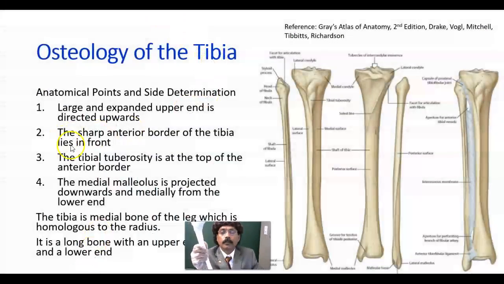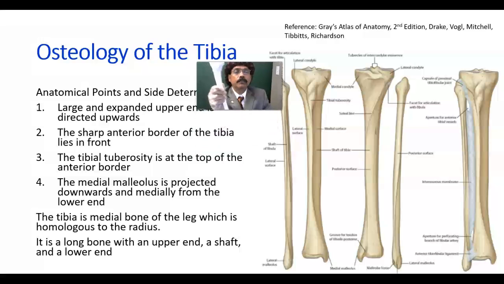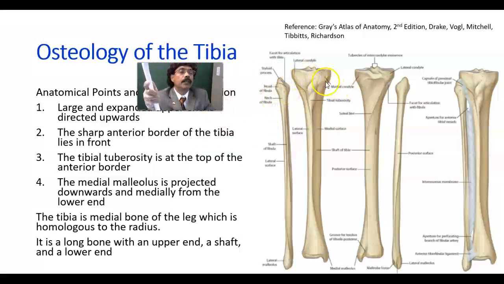Okay, so the tibia is the medial bone of the leg, which is homologous to the radius. It is a long bone with an upper end, shaft, and lower end. We have to identify some structures here: the medial condyle, the medial malleolus, the tibial tuberosity, and the lateral condyle. Posteriorly we have the soleal line, and on the articular surface of the condyles we have the intercondylar eminence.